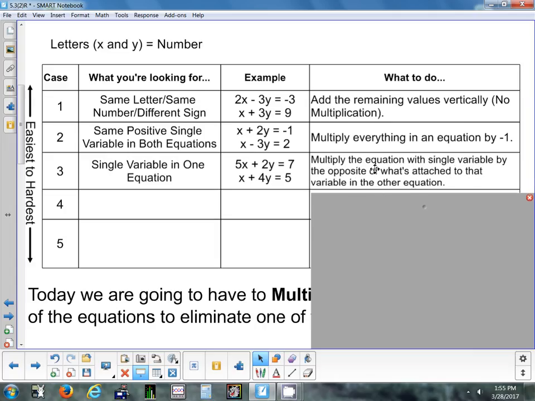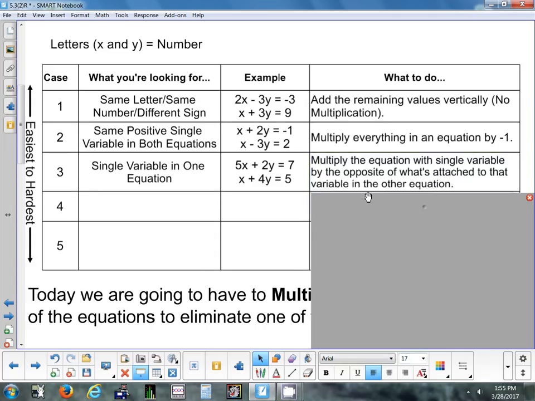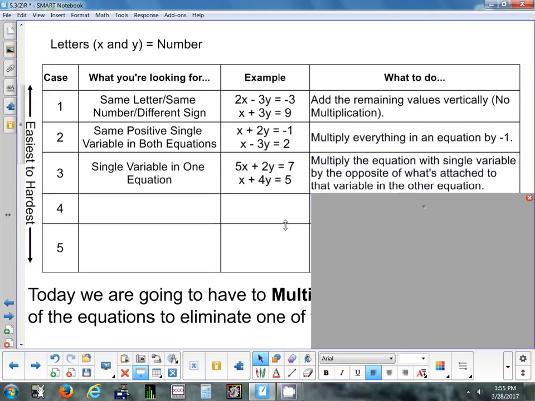We'll multiply the equation with the single variable. So in this case, it's the bottom one. And we're going to multiply it by the opposite of what's attached to that variable in the other equation. So that means in the top equation, what number, so we said x is a single variable, right? What number is attached to x in the other equation?